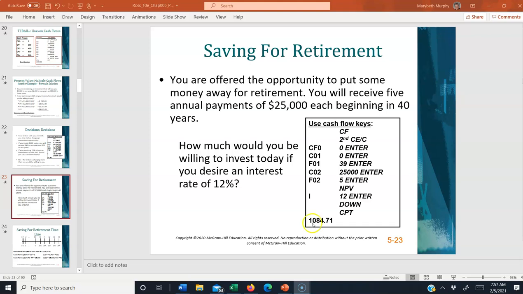Huge. Think about this. We invest $1,084.71 today. If we can get 12% interest for 40 years, we could get $25,000 at the end of each year. And if you look at that without taking any kind of present values or adjustments, that's 5 times 25 is $125,000 in the future. The big thing is you probably couldn't get 12% interest. Interest rates are way low today.